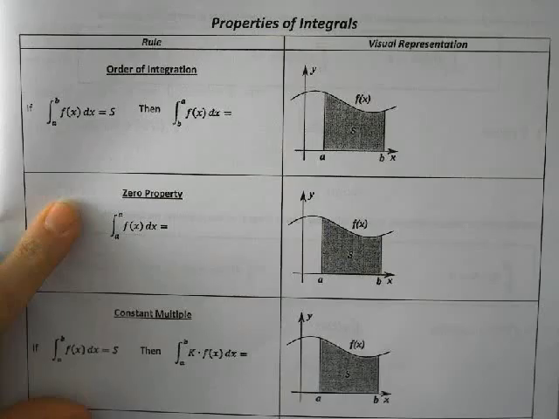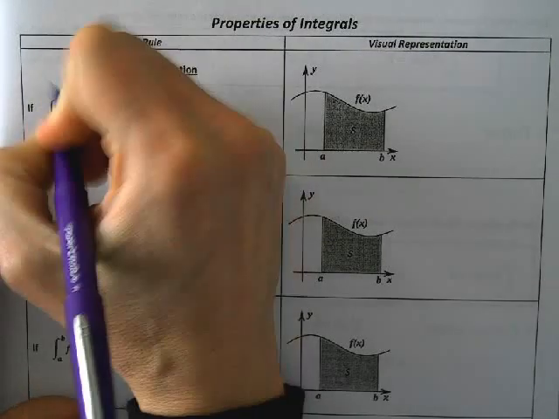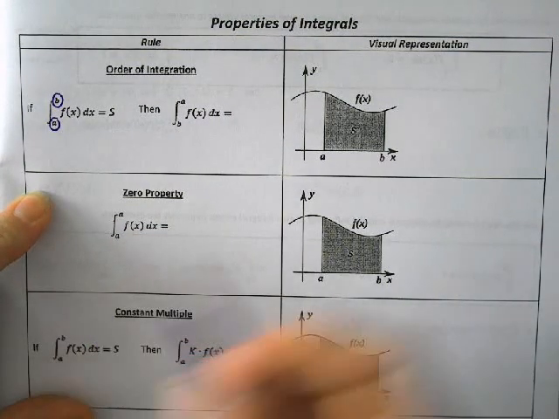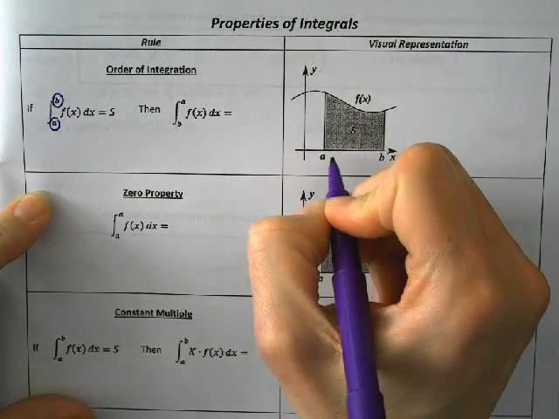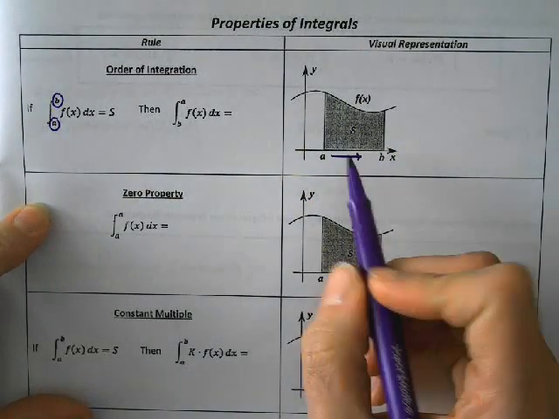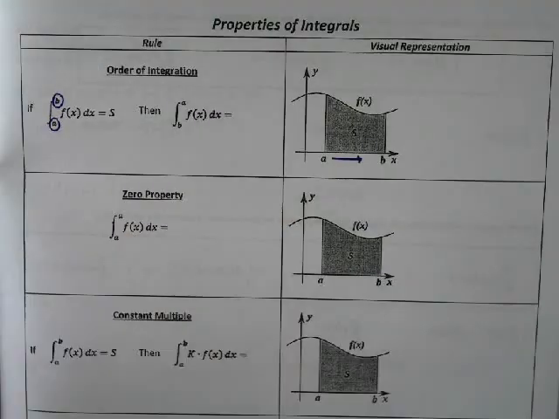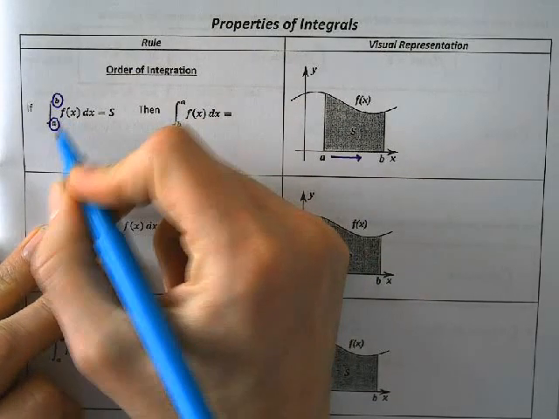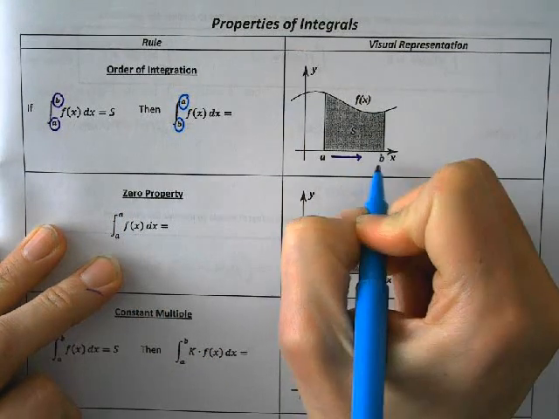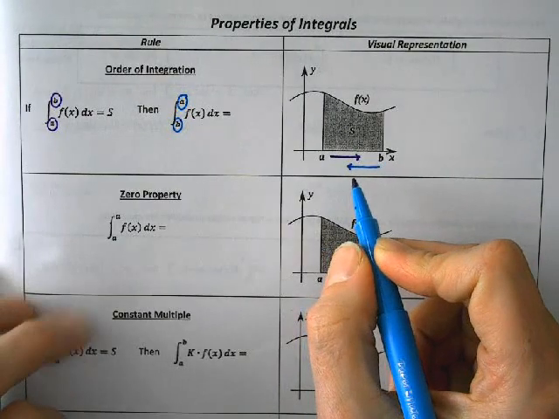The first property we're going to talk about is the order of integration. When we're talking about that order, what we're looking at is the order of the bounds. In this example, I'm integrating from a to b. If I look at my diagram, going from a to b, I'm moving to the right. Because we're above the x-axis, we have a positive area. Now, if I switch the order of those bounds, going from b to a, I'm going backwards, starting at b and moving left.